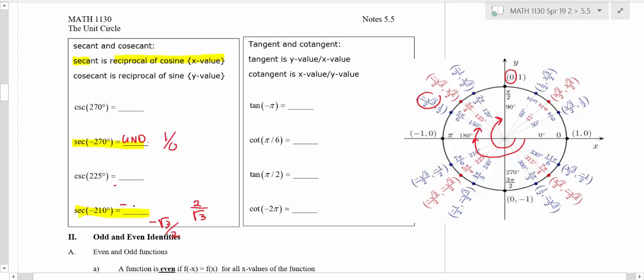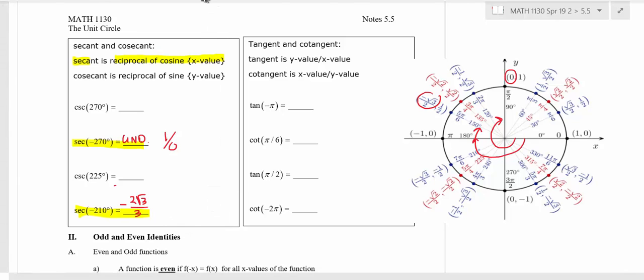It's just a negative answer, and then you want to rationalize the denominator, which I've told you can do in your head if you want to, right? So that would be the answer to the secant. So all you do is find the x value, reciprocal. That's how you do a secant on a unit circle. Okay, everybody okay with it so far?